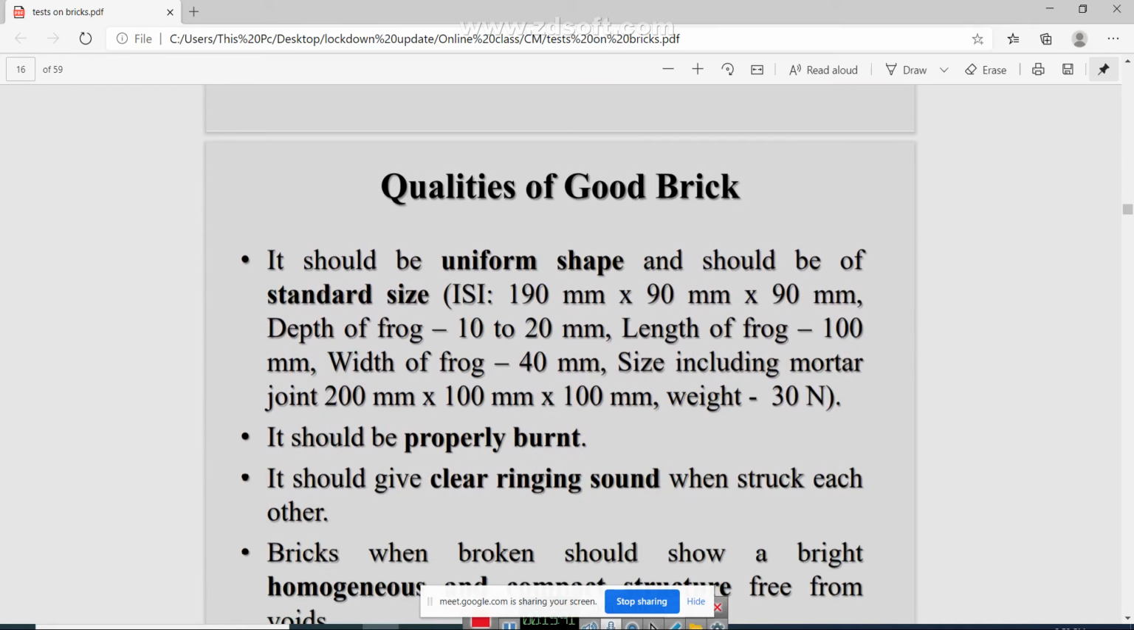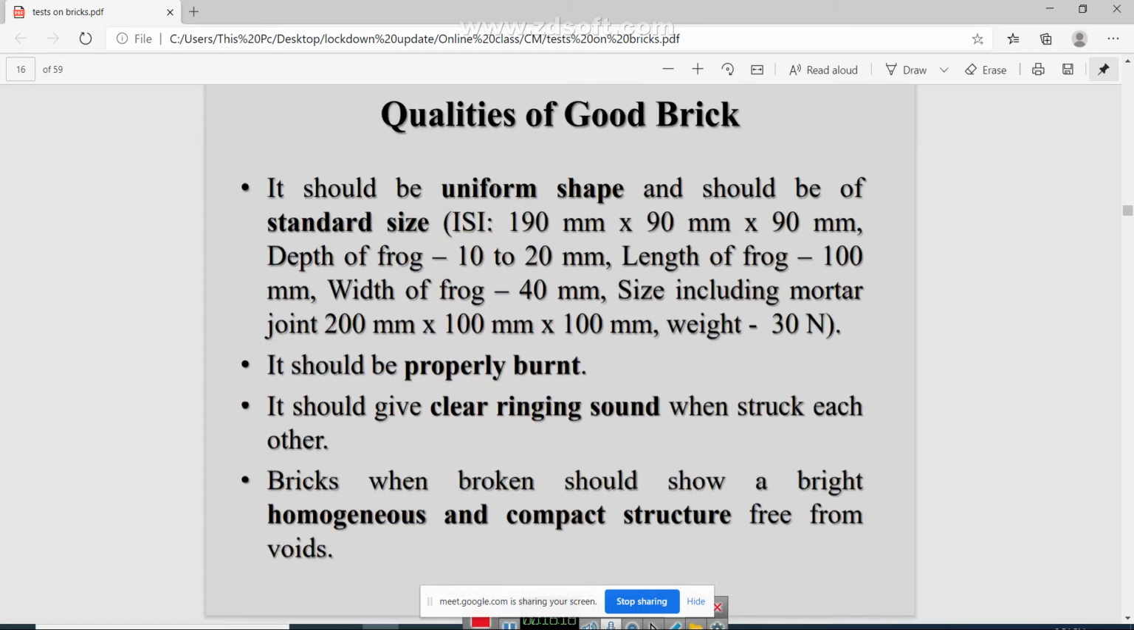Quality of brick. The first quality of brick is, as I have already told you, that brick will have a uniform size and shape. The standard size of brick is 19 centimeter into 9 centimeter into 9 centimeter, and the frog will have a depth of 10 to 20 millimeter and a length of 100 millimeter. Then the brick should be properly burnt. Okay, brick should be properly burnt. And when you take two bricks and strike them together, it should give a clear ringing sound.